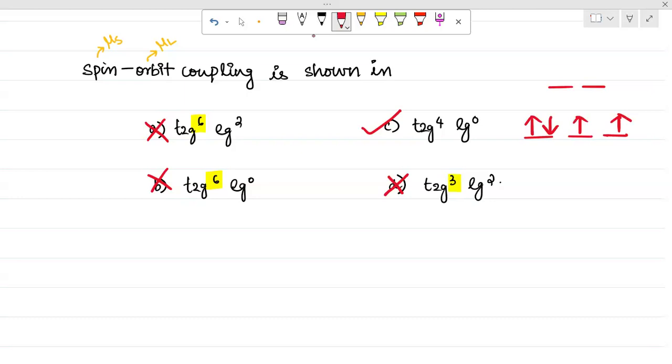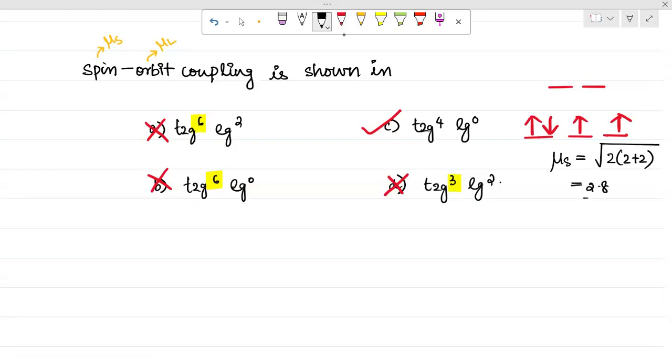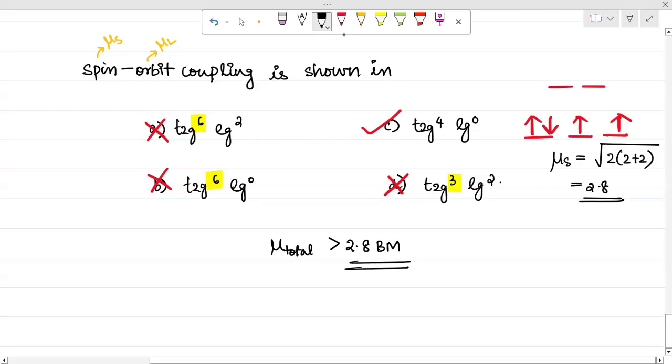In this complex, if you calculate mu s only, there are only 2 unpaired electrons. So root of 2 into 2 plus 2, you get a value of approximately 2.8. But if you experimentally calculate the magnetic moment, it is going to be definitely higher than 2.8 Bohr magneton. Why? Because you have orbital contribution due to the unsymmetrical electron distribution at t2g. I hope you have got the concept.